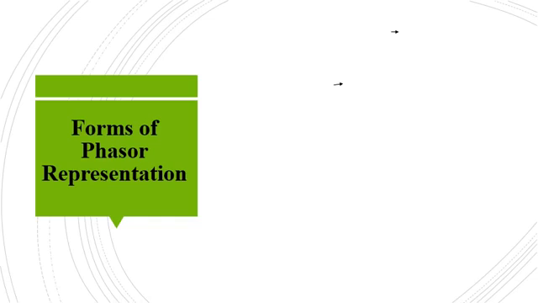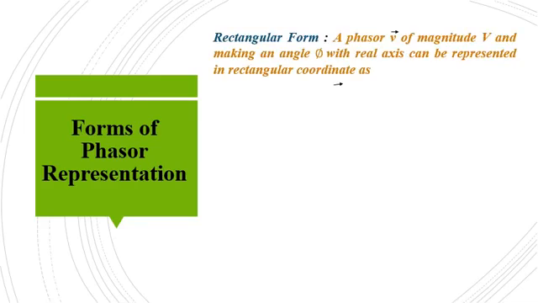Then next is forms of phasor representation. Earlier we have already seen the graphical representation of phasor. Now next we can see how we can write or represent these phasors. There are mainly two ways. First one is using rectangular coordinates.